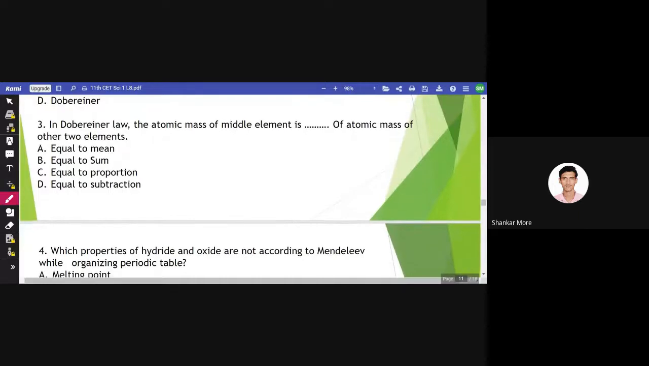In Dobereiner's law, the atomic mass of the middle element is dash dash of the atomic mass of the other two elements. Equal to mean, equal to sum, equal to proportion, and equal to subtraction. Which option is correct? A few students have given option A, that is equal to mean. It is equal to mean, isn't it? So we just saw Dobereiner's triads, right? So option A is correct.